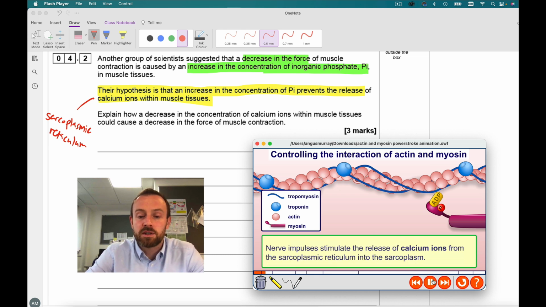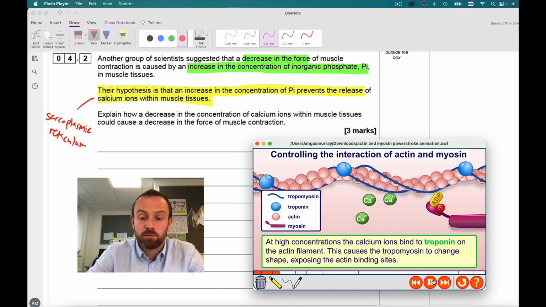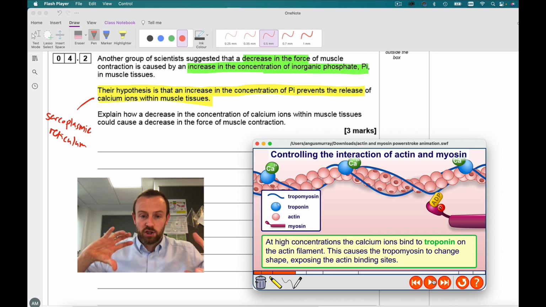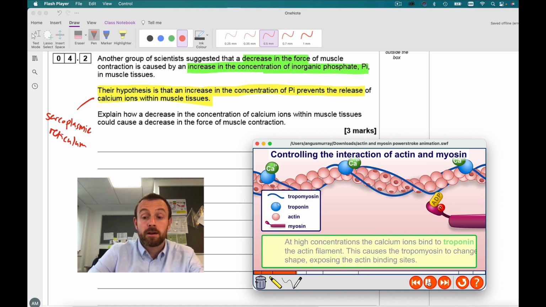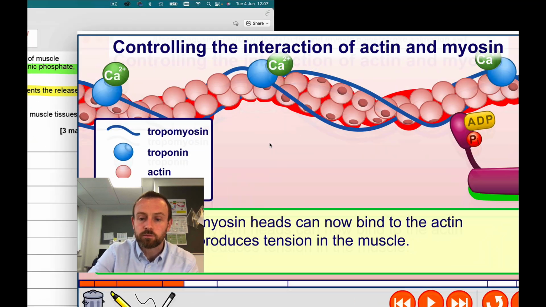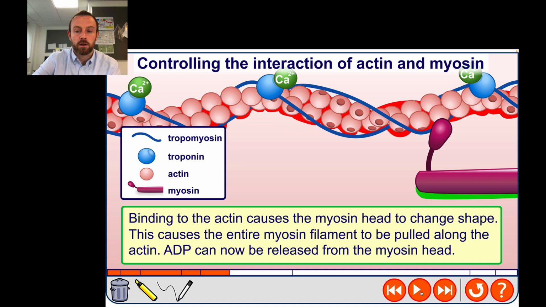So when calcium ions are released from the sarcoplasmic reticulum, they can bind to troponin, and they cause a subtle conformational change in shape so that the tropomyosin moves and reveals the binding sites on the actin filament. And it's only now that the myosin head can bind to the actin and cause the power stroke, moving along the actin filament. I might as well play this out for you. So we get it moving along.